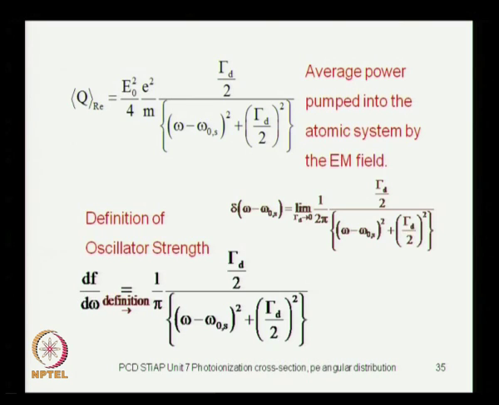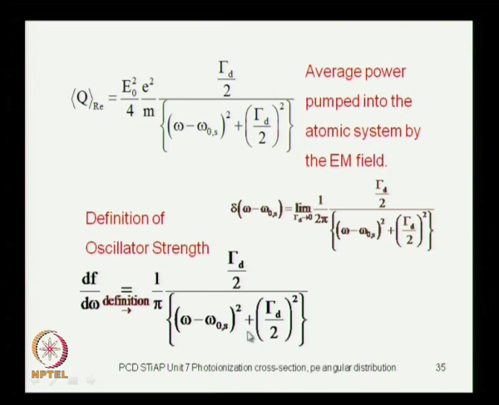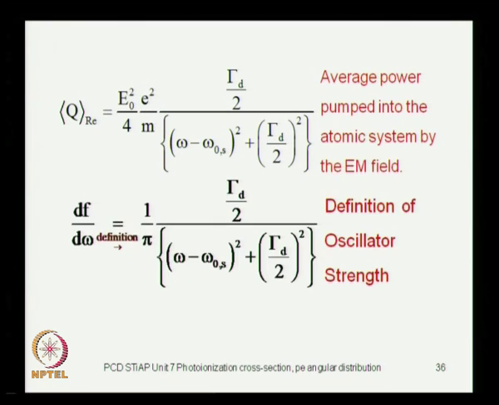So, what we do is to introduce a definition of what is called an oscillator strength, and this is a term which is borrowed from the classical oscillator model into quantum mechanics as well. So, the classical oscillator model, it is defined in this particular form. This is the definition of what is called the oscillator strength distribution. Notice that it is df by d omega, so it gives you some sort of a spectral distribution over various frequencies. So, this is the definition of what is called an oscillator strength, and using this definition you can write the expression for the average power which is pumped into the atomic system by the electromagnetic field in terms of what we have now defined as the oscillator strength.